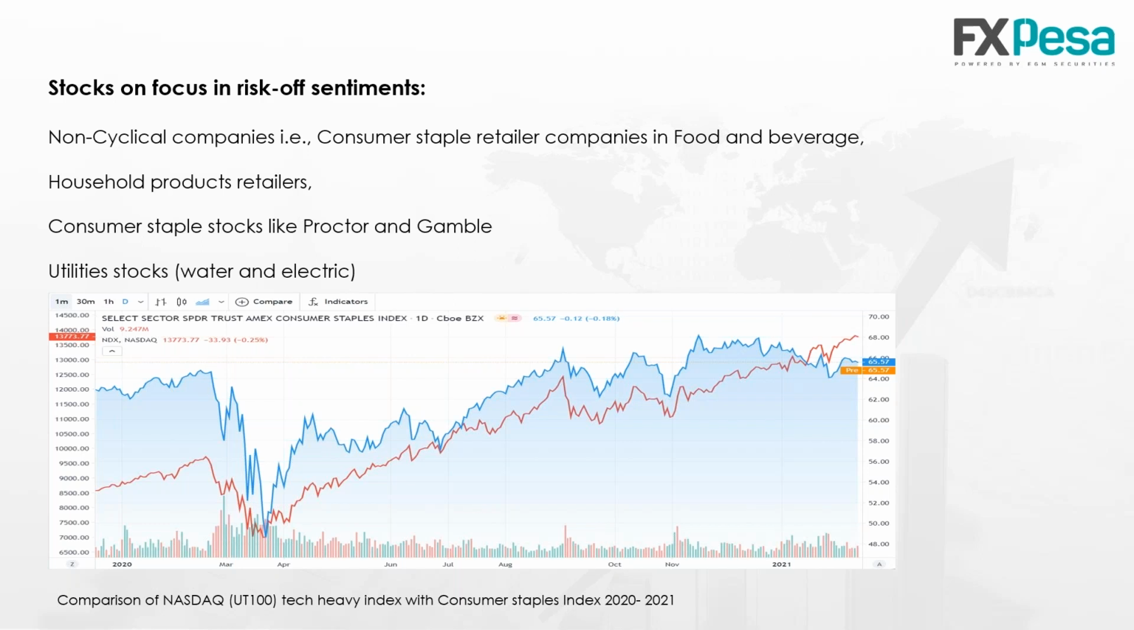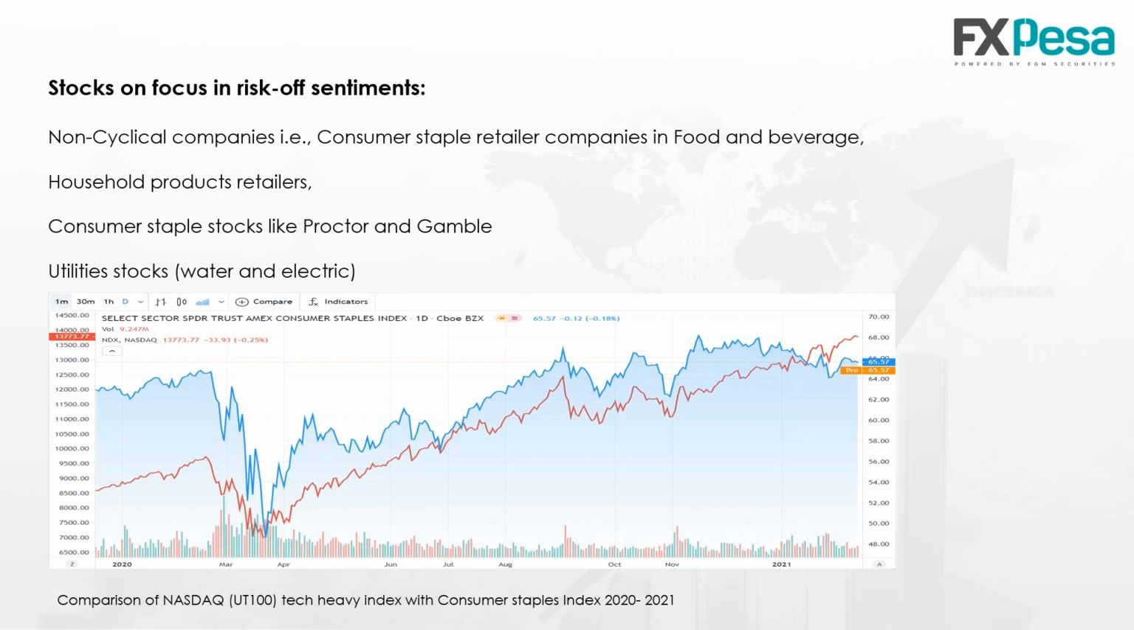And checking out here, of course, we have the technology-heavy index, the Nasdaq, with the consumer staples index. We're trying to compare from 2020 to 2021. If we check out here, around March, April, that's when there was a really big toll from the coronavirus. And you can see that at that time, all the sectors were affected equally.